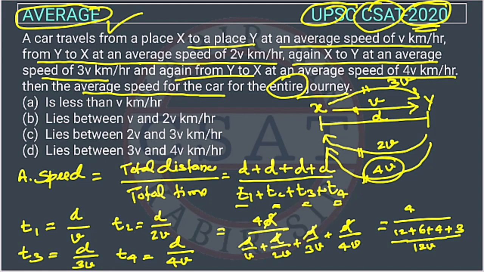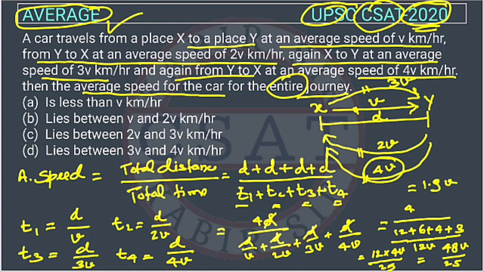So it will become how much? 12 into 4 upon, this is how much? This will come out 25. This is 4V. So this will be equal to 48V upon 25. Right, so this will be equal to 1.9V.